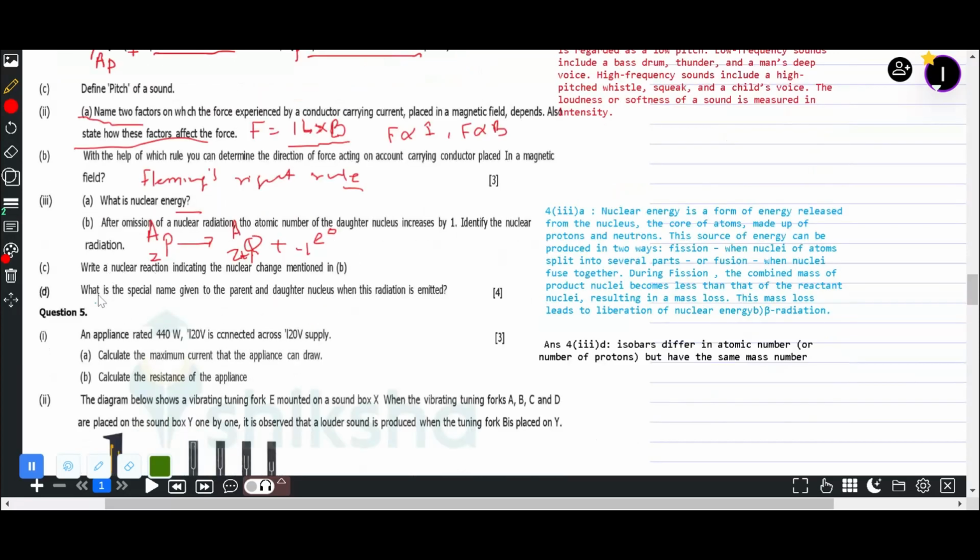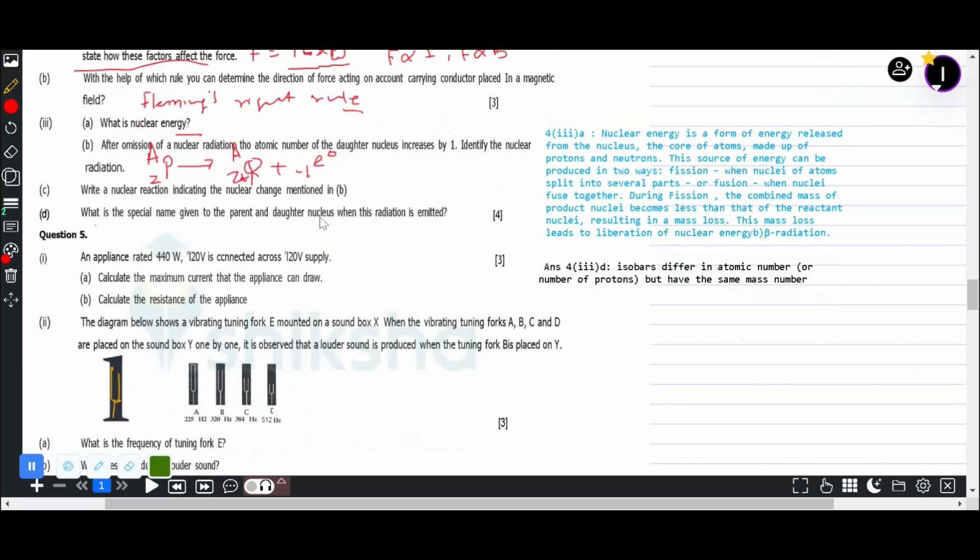Okay. Next is what is the special name given to the parent and daughter nucleus when the radiation is emitted. Answer of 3rd D is isobars, the special name given to parent and daughter. They differ in atomic numbers or number of protons but have the same mass number. Okay, this is the answer to this question.